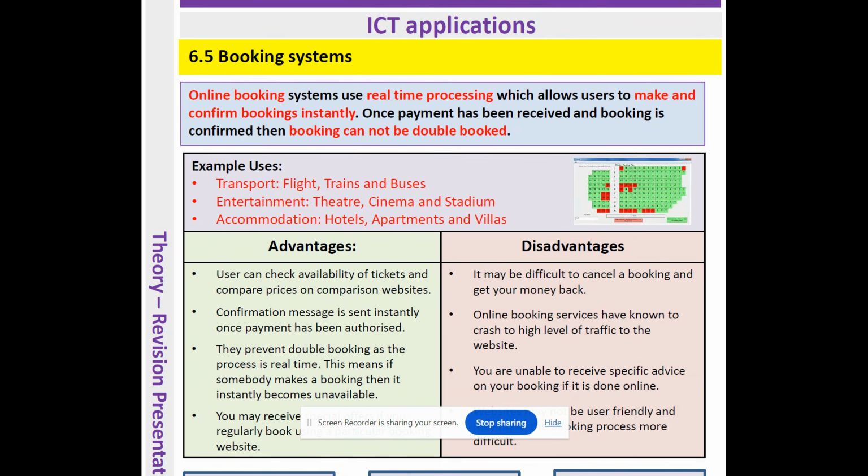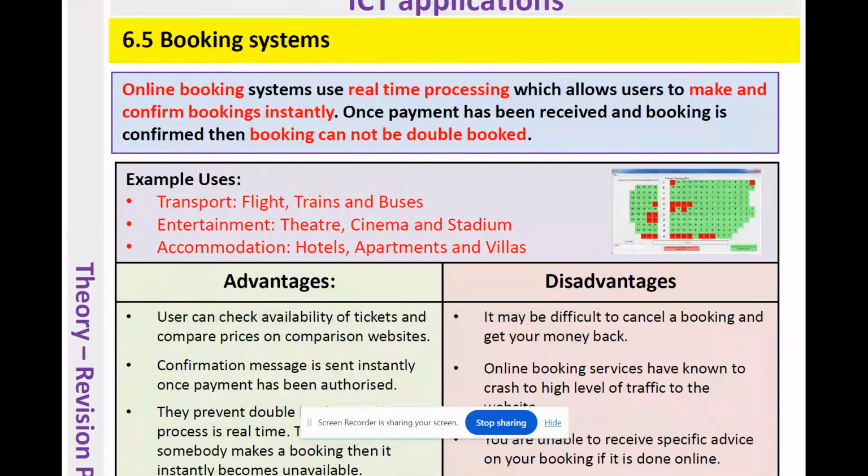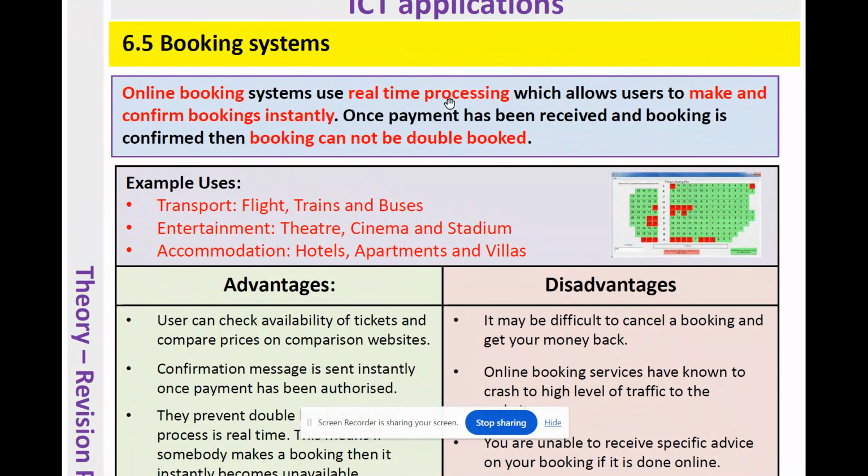in real time. So let me explain. Let me zoom in a little bit. Online bookings use real-time processing, which allows users to make and confirm bookings instantly. Once payment has been received and booking is confirmed, then booking cannot be double booked.